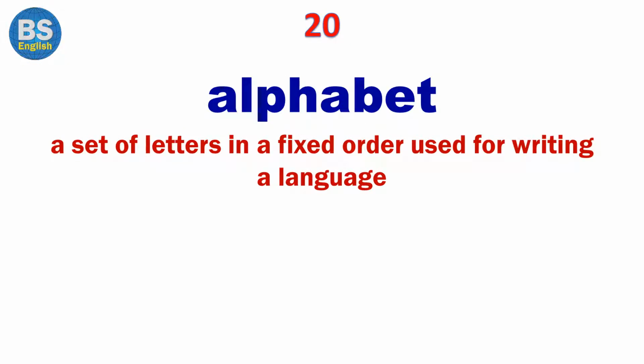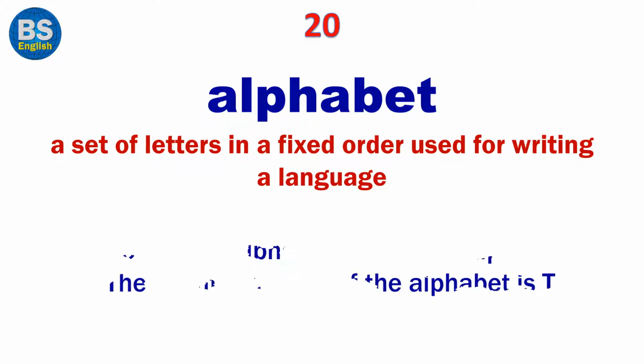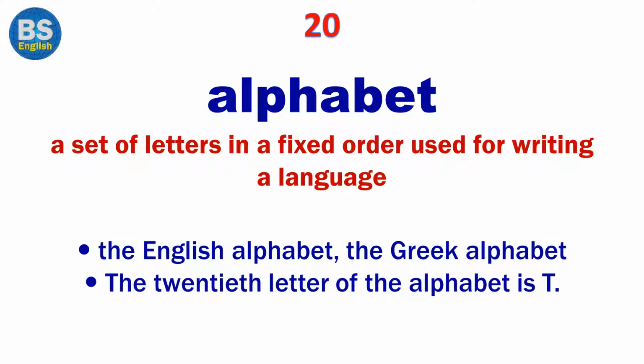Alphabet. A set of letters in a fixed order used for writing a language. The English alphabet, the Greek alphabet. The 20th letter of the alphabet is T.